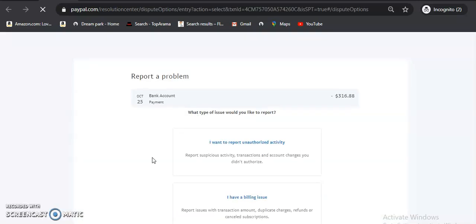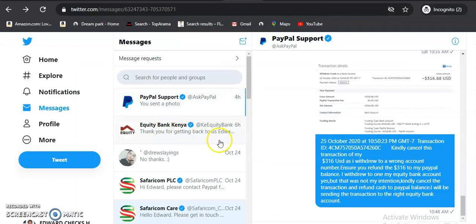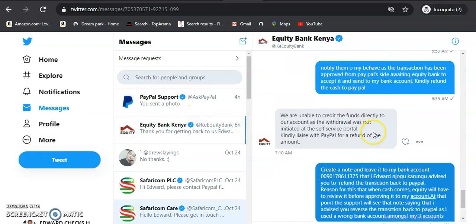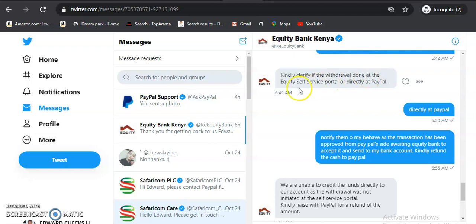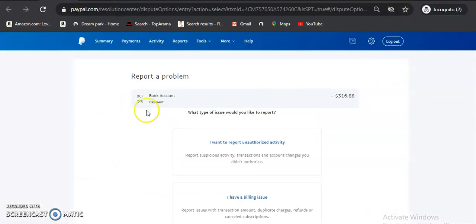The resolution center is where I will really try to ask for help, since I withdrew to a wrong Equity account, and Equity are very straightforward. They asked me to clarify if the withdrawal was done via the Equity service portal or directly at PayPal. The transaction was directly at PayPal. After I told them, they said, thank you for getting back to us, Edward. We only support PayPal withdrawals done from the self-service portal. Kindly liaise with PayPal for further support. So they were really out, and I was left alone in the jungle.